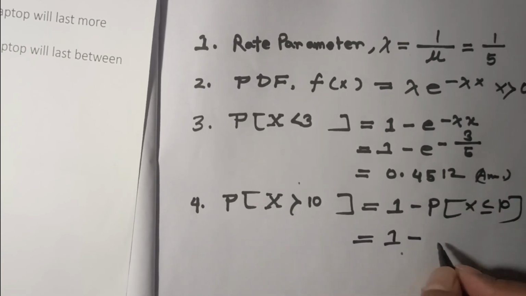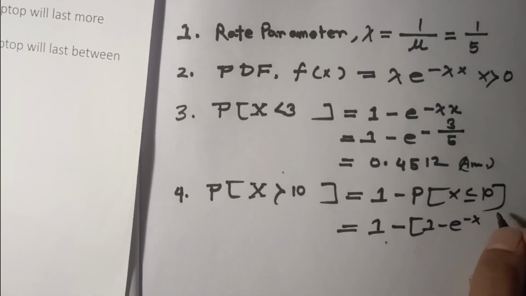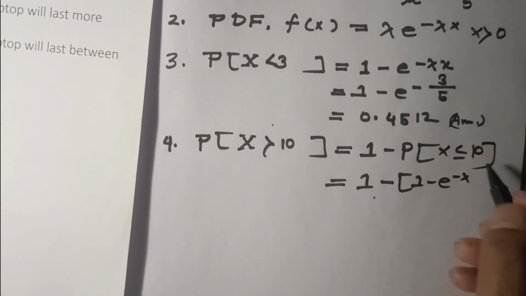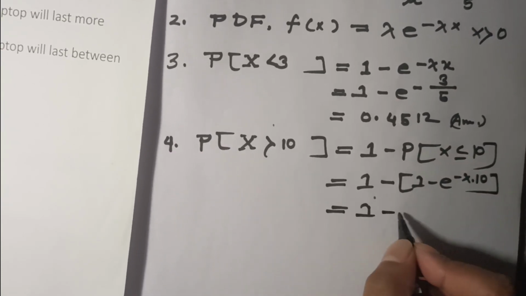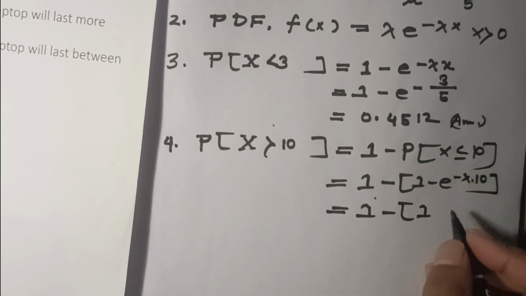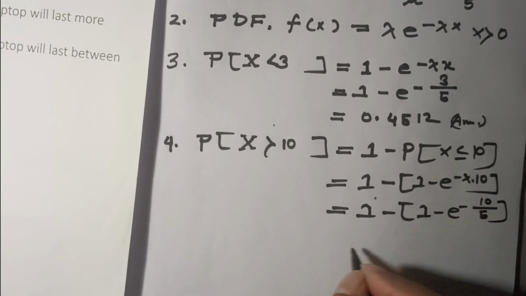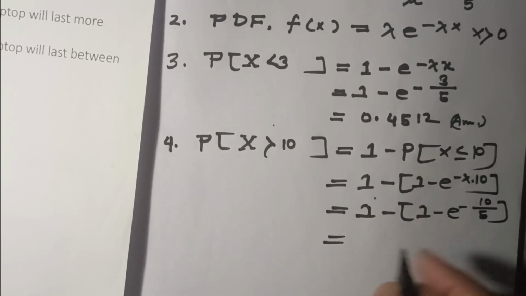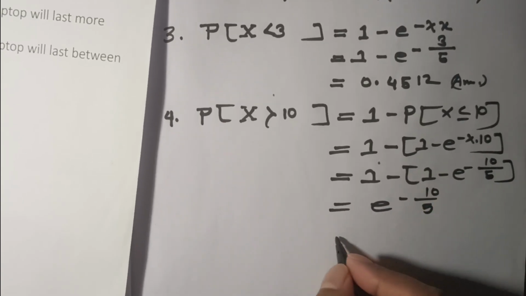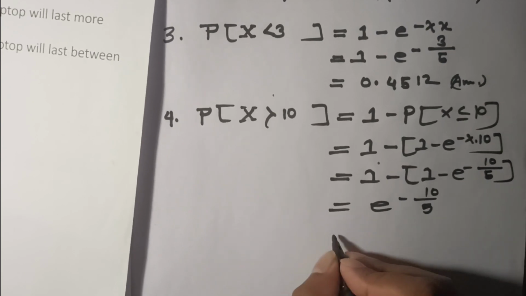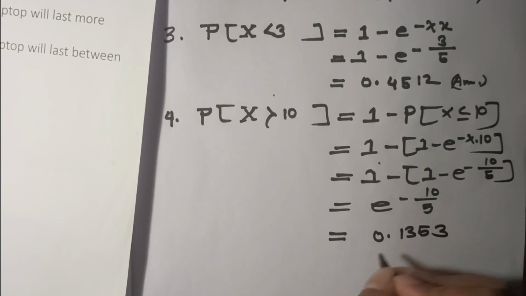Now we will use the CDF formula, which is 1 minus e to the power minus lambda x. In this particular case, x is 10, so we will use 10. So 1 minus, what was our rate parameter? 1 minus e to the power minus, the rate parameter is 1 by 5, so 10 by 5 here. This one and this one will cancel, so we will remain with e to the power minus 10 by 5. So what will be the answer for this? The answer will be 0.1353.